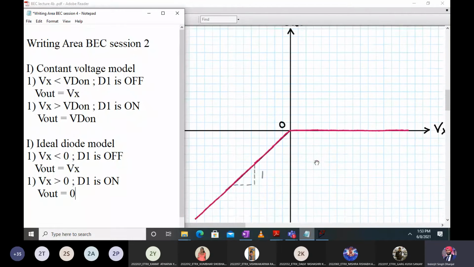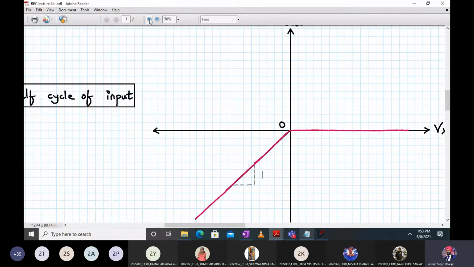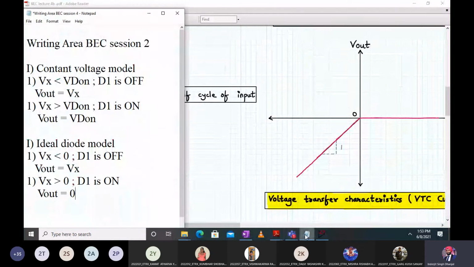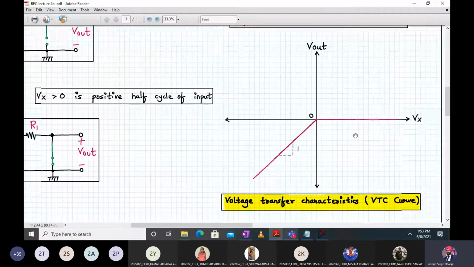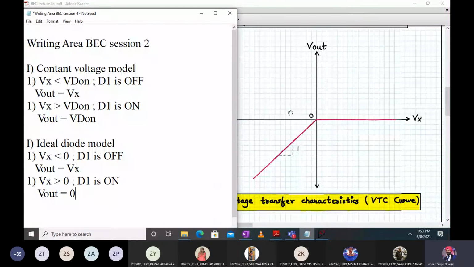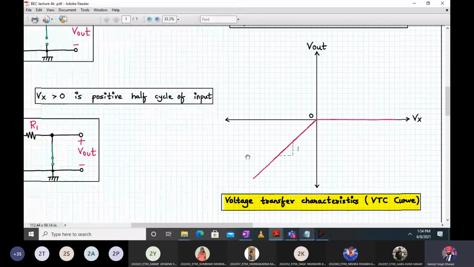Next, for the voltage transfer characteristics, it is even simpler. For the voltage transfer characteristics, we have this scenario. For Vx value less than 0, that means negative value of Vx, my output and input are following each other. That means it will be a straight line passing through the origin with a slope of 1. And for Vx value greater than 0, that means for all positive values of Vx, my diode is on and my output voltage is 0. So this is my VTC curve.